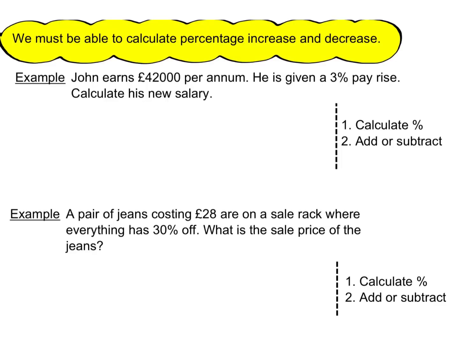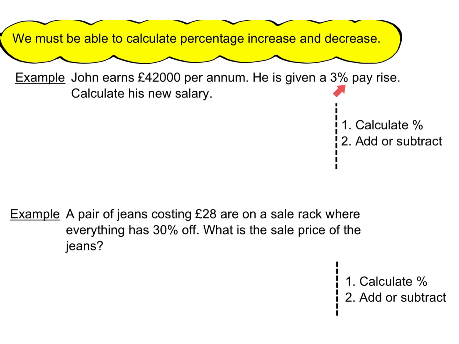One of the things we use percentages for a lot is to increase or decrease values by a certain percentage. So we can look at calculating a percentage and then what we do with it once we know it in these examples here. So we've got John earns £42,000 per annum, that just means per year. He's given a 3% pay rise, calculate his new salary.